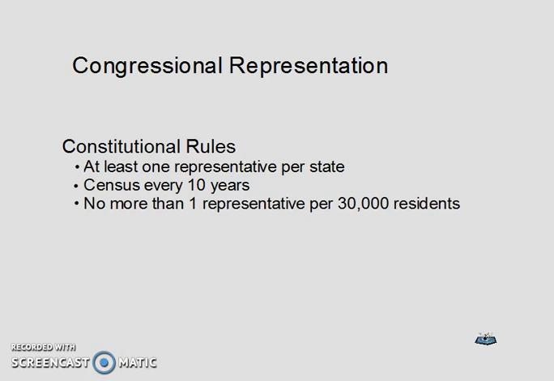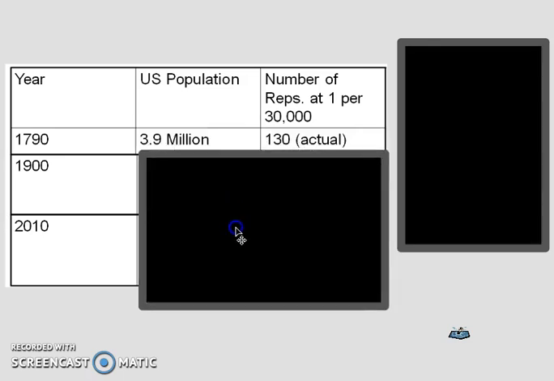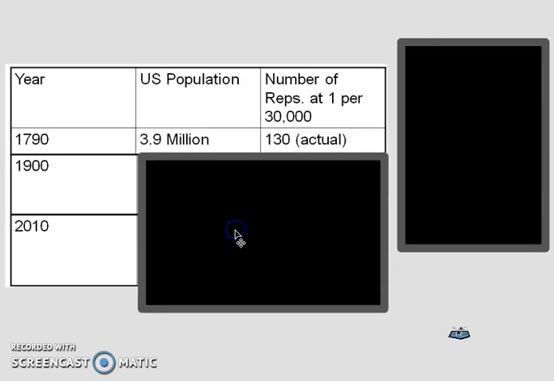So how does this look in real life? In 1790 was the first time we counted up the people of the United States. We found out that there were about 3.9 million people, with some unusual exceptions in the way that we counted slaves, a black mark on the character of the United States, but nonetheless 3.9 million was the count. If you divide that by 30,000, you get 130 representatives, and that's what we had, 130 representatives in the Second Congress of the United States in 1791.